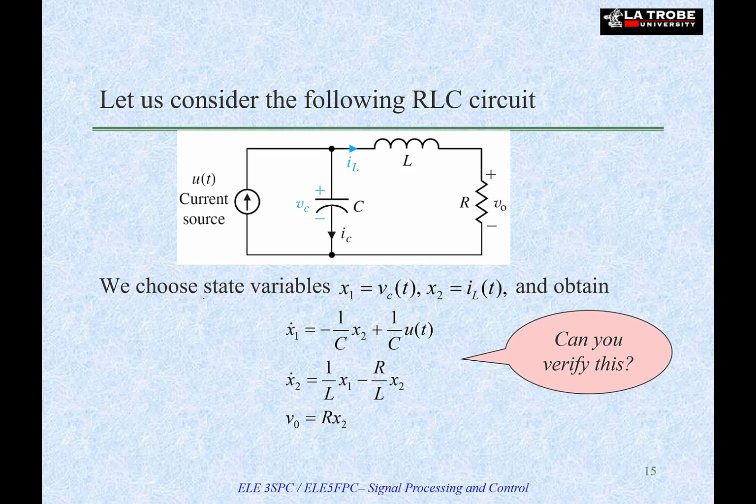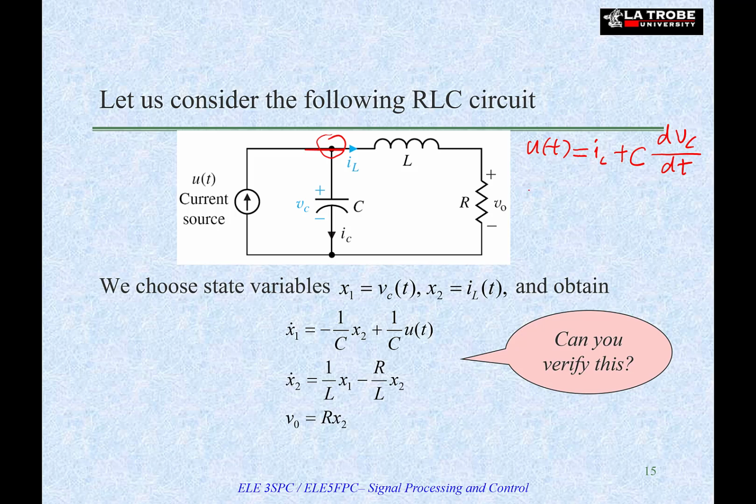Because this circuit has a current source, u(t), we can use KCL to write the node equation. u(t) is equal to iL plus C, the capacitance, times dvC/dt.